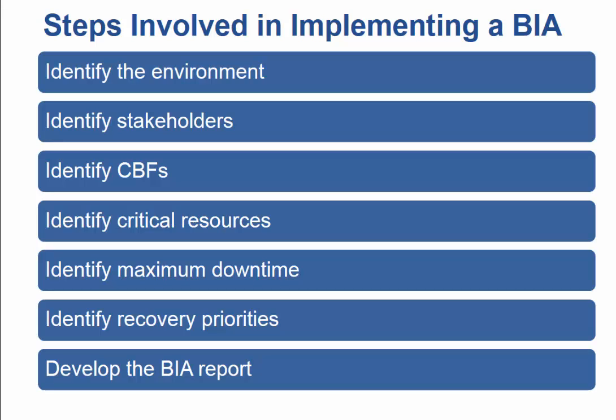So the steps involved in implementing a business impact analysis: basically we're going to identify the environment. You identify your stakeholders. A lot of times it's senior management or basically outside folks that help fund the business that you're unaware of. Identify the critical business functions, identify critical resources, identify the maximum downtime, identify recovery priorities, and develop the business impact analysis report.